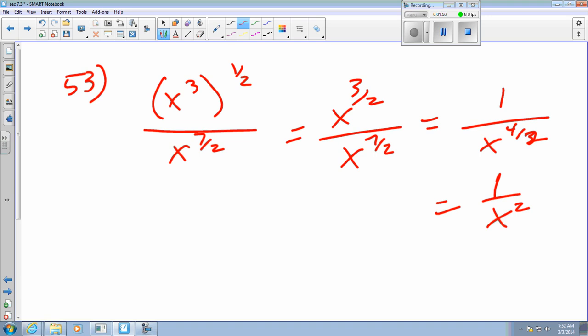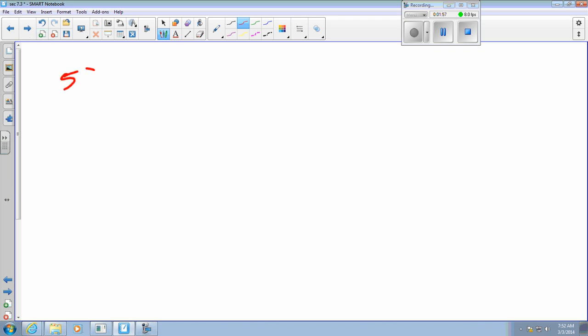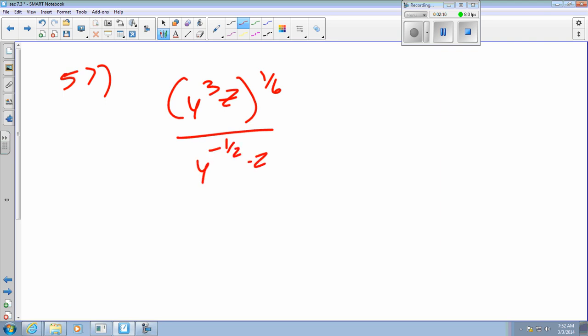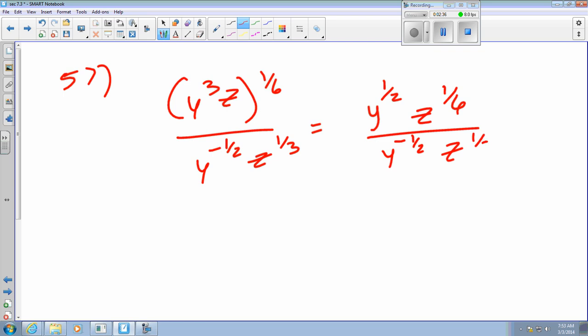Now let's take a look at 57. 57 says y cubed z all to the 1/6 power over y to the negative half z to the 1/3. Again, on the top, I'm going to do the power to a power thing first, and then I'm going to subtract for the denominator. So 3 times 1/6 gives me 3/6, or 1/2 power. 3/6 is 1/2. And then z to the 1/6 power over y to the negative 1/2, z to the 1/3.